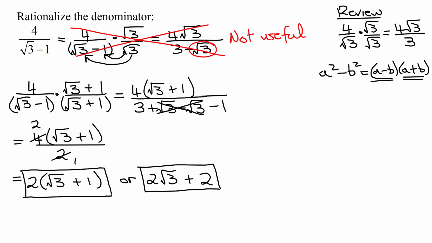So when you have a binomial with a square root in the denominator, you're going to multiply numerator and denominator by the conjugate of this denominator. That will get rid of all the radicals in your denominator.